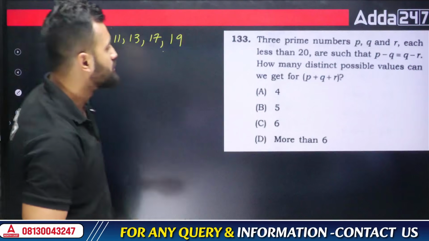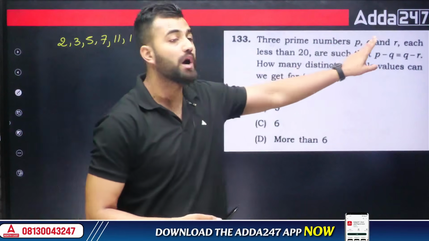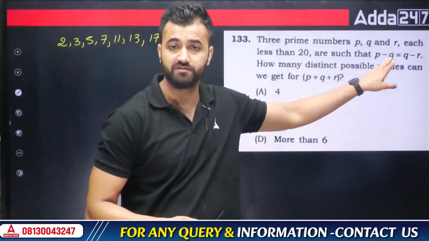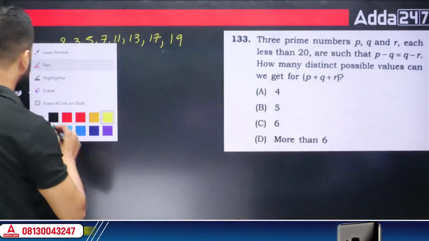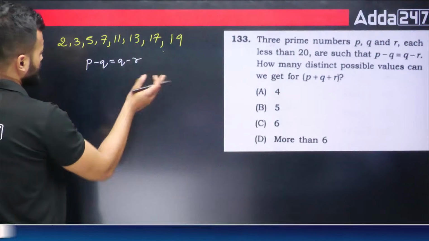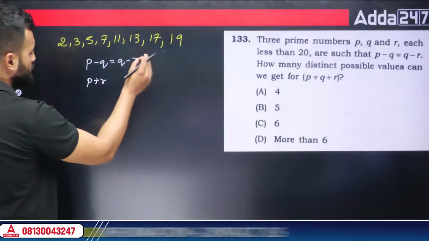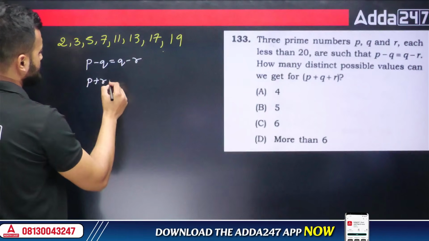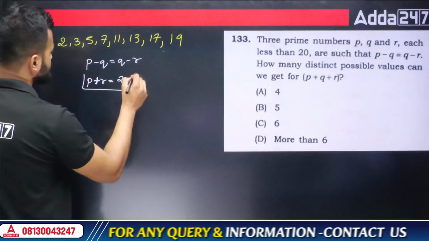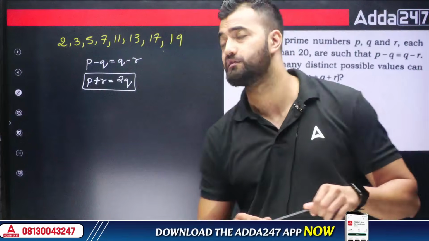Okay, now what to do? They have given us an equation also, that whatever p, q, r you take should satisfy this particular equation. They have given us that p minus q equals q minus r. So if I cross them, r comes here and this becomes p plus r, and this negative q goes there, so q plus q becomes 2q. So I have got this equation: p plus r equals 2q. Whatever value we take, this equation should be satisfied.